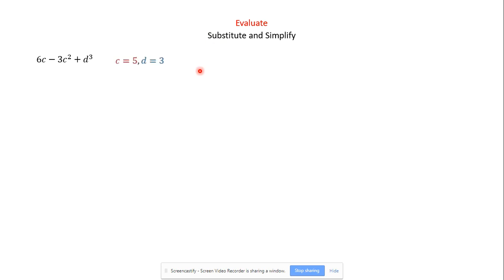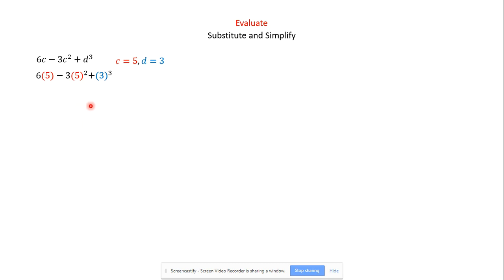That's substituting. So we're going to take our c and our d, and plug them in. So we have 6 times 5, minus 3 times (5) squared plus (3) cubed. Notice I put them in parentheses. It doesn't always make that much of a difference. Like here, this 3 doesn't need to be in parentheses, but it's a good habit so that we're doing things in the correct order. Like this 5 is still going to be squared. It's not going to be multiplication first.